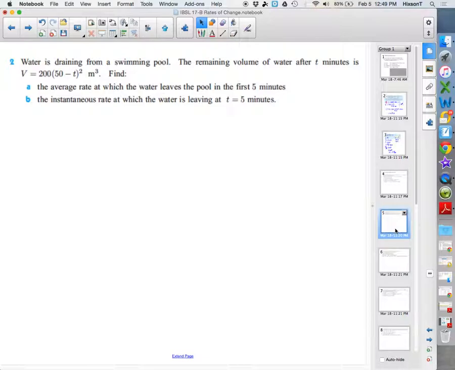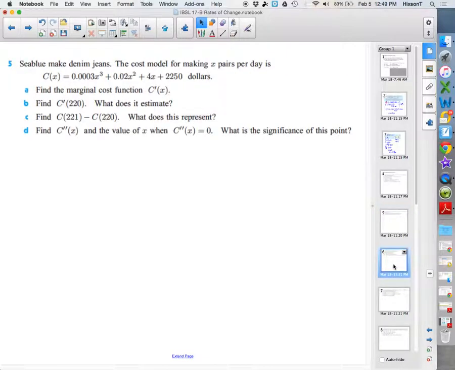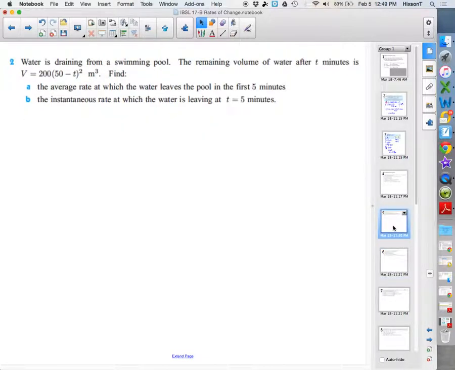Here we have water draining from a swimming pool. By the way, notice sometimes like here on A and B, they're asking for an average rate versus an instantaneous rate. So just be careful with the language there.